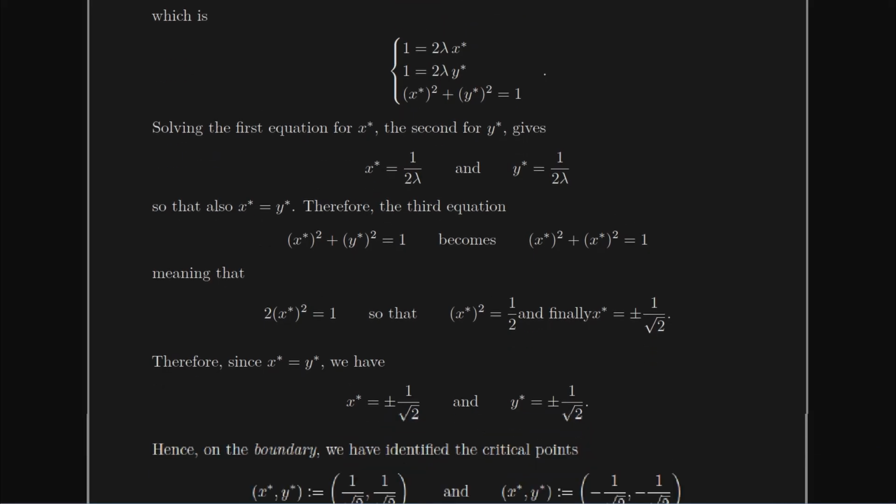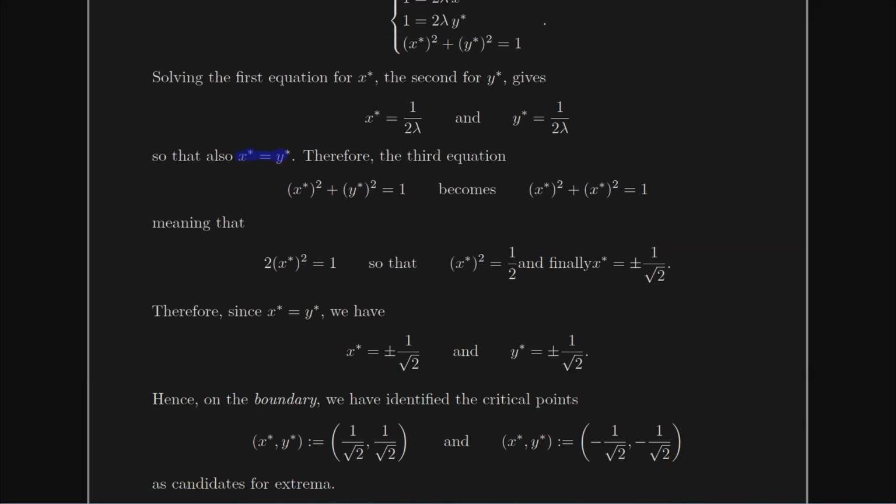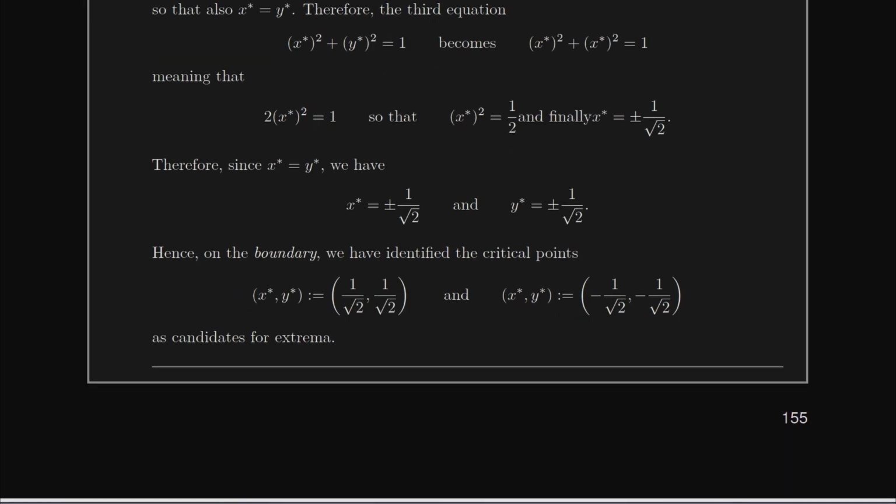The moment I know x star is equal to plus or minus 1 over root 2, you find out y star is also equal to plus or minus 1 over root 2. And so we end up with exactly two critical points on the boundary. And those two critical points are when I've chosen the positive half of these plus minuses, which will give me 1 over root 2, 1 over root 2, and when I've chosen the negative half of the plus minus, so negative 1 over root 2, negative 1 over root 2. So these are critical points on the boundary.